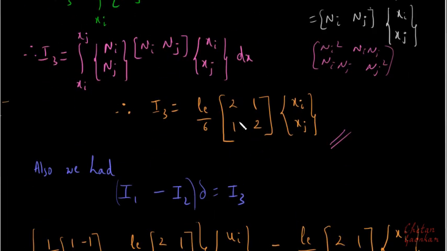This exactly same I will get, only thing is it will be multiplied by xi and xj. So this will be my third integral, and this is the equation which we had earlier, I1 minus I2 times delta is equal to I3.